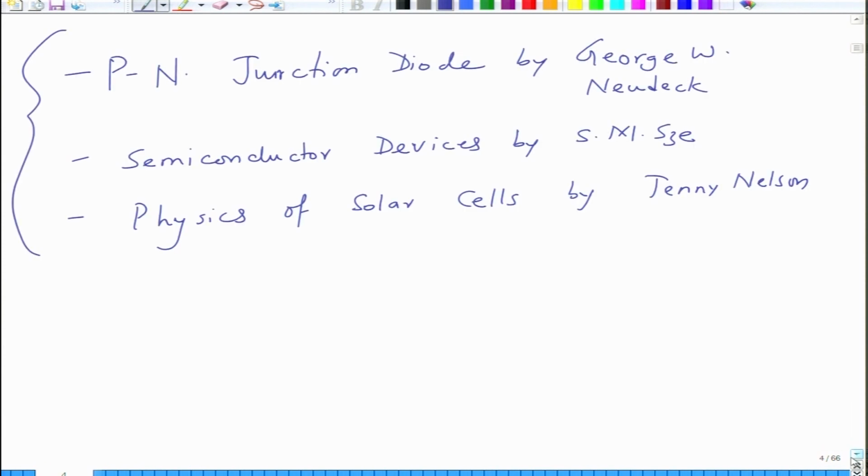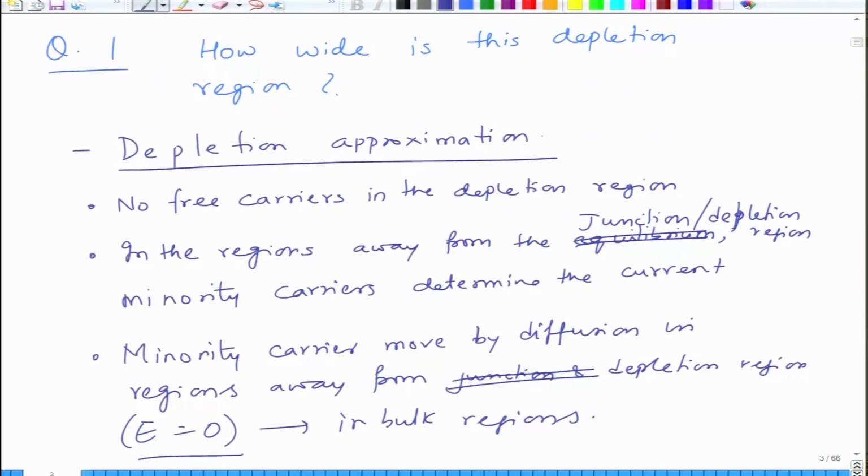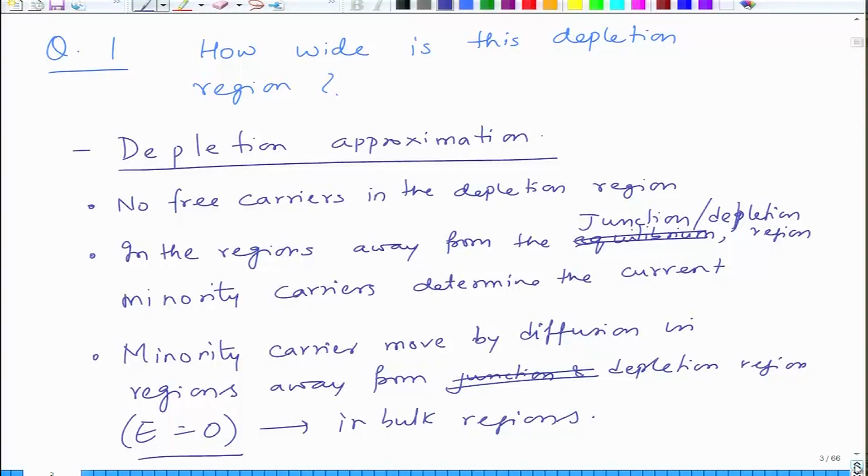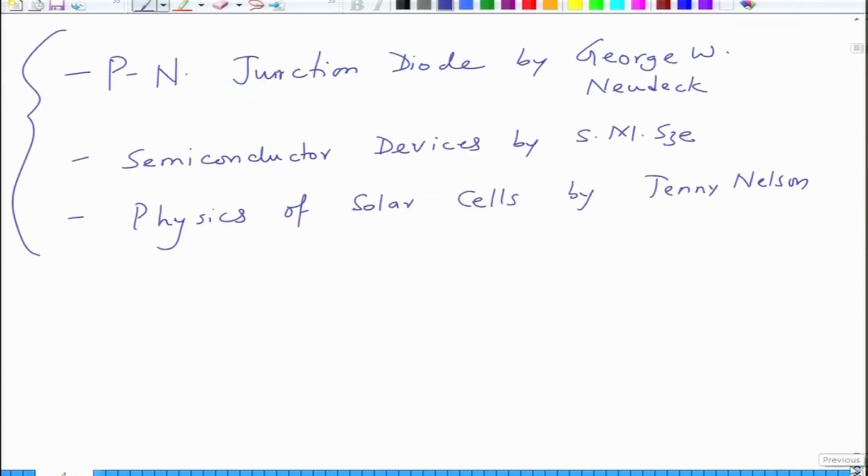So let me now go back to where we were. The first approximation is the depletion approximation, which says, as we saw in the previous slide, that there are no free carriers in the depletion region. In the regions away from the depletion region, minority carriers determine the current, and they move by diffusion, where the electric field is equal to 0. Wherever you have flat energy bands, the electric field is equal to 0, because you take the derivative of potential, and potential is related to energy, which is minus E by Q.